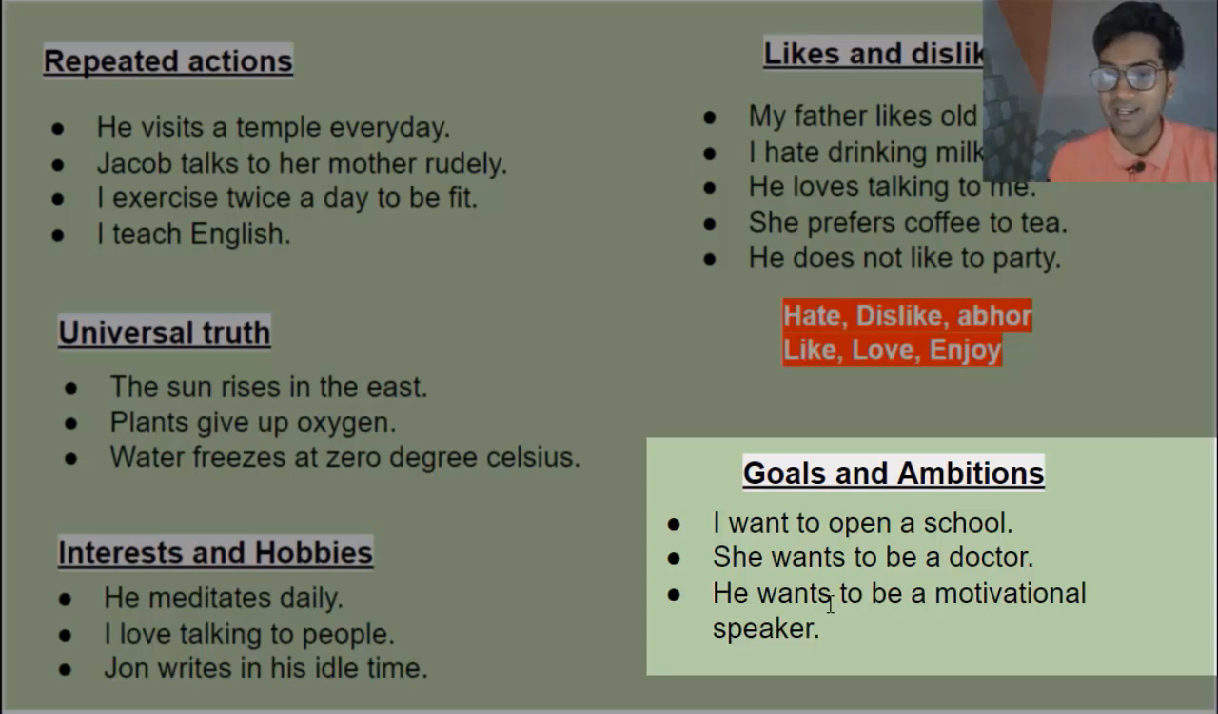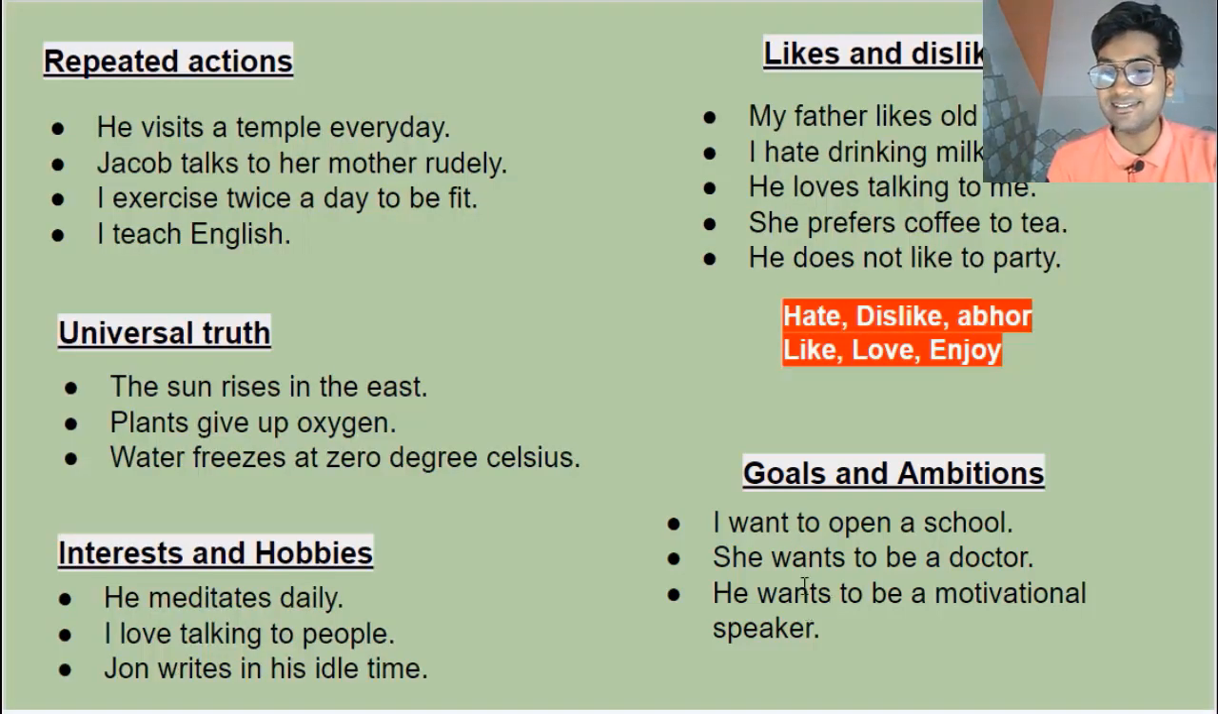Now understand, these sentences are not referring to actions that you do repeatedly. It's different. That's why I made all these points separate, right? These things are not talking about repeated actions, right? These are your goals and ambitions, right? Again, likes and dislikes are also things that are not referring to repeated actions. They are just your preferences, your likes and dislikes, right? So now you know all the situations where you use present indefinite tense.